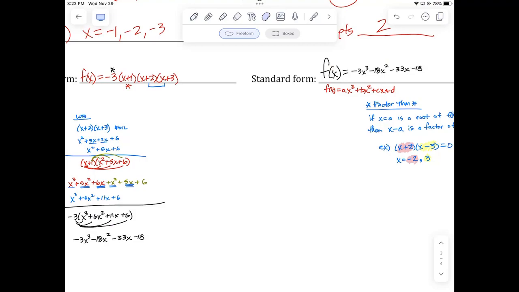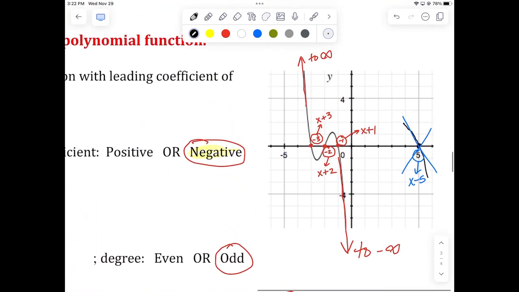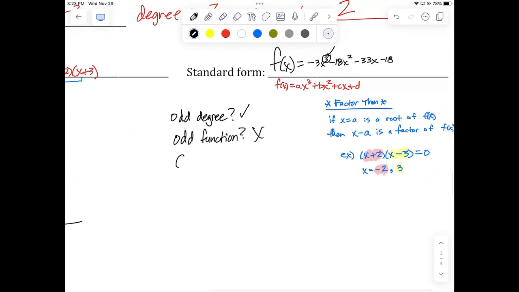Now, quickly, the last thing I want to ask is this. Is this an odd degree polynomial? Yes, because 3 is an odd number. Is it an odd function? Does it have origin symmetry? Look at the graph. If you rotate it 180 degrees, does it look the same? No, the negative x-intercepts become positive x-intercepts. So it's not an odd function, nor is it an even function. It doesn't have y-axis symmetry either.